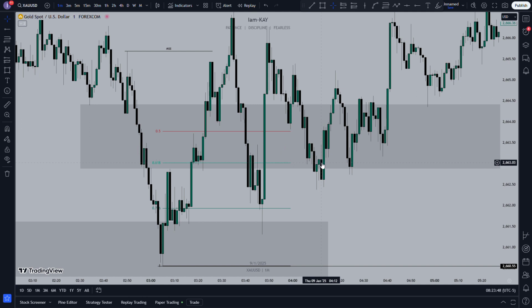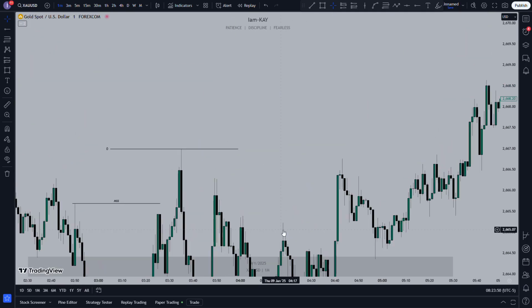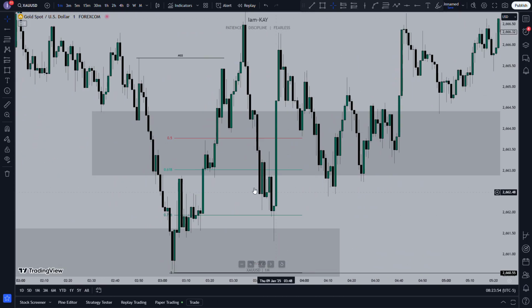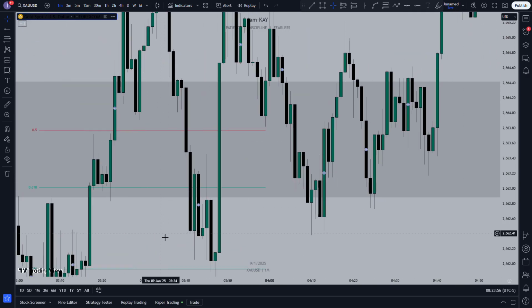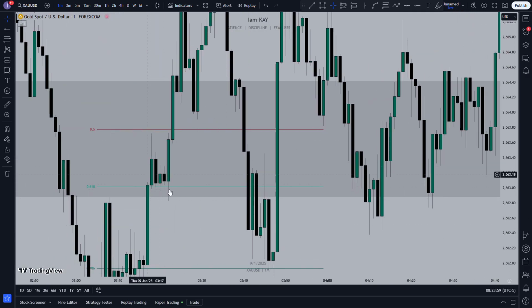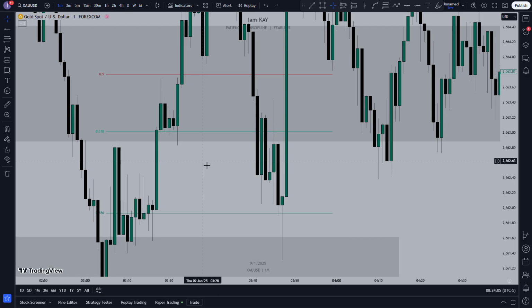And so my entry, I have 2 entries. I think I've explained it before. I have the Quasimodo entry and I have the liquidity and structure entry. And so here there is no Quasimodo entry forming here. No Quasimodo entry formed here. So what am I going to be doing? I'm going to be using liquidity and structure for my entry.